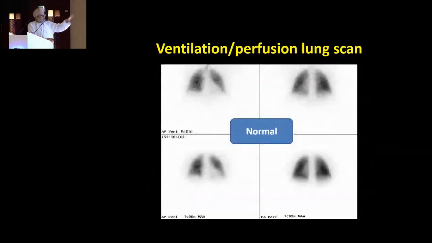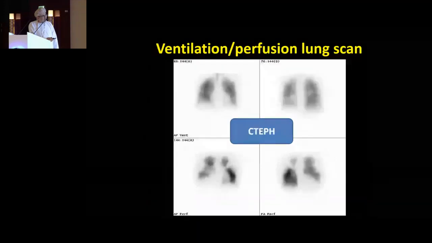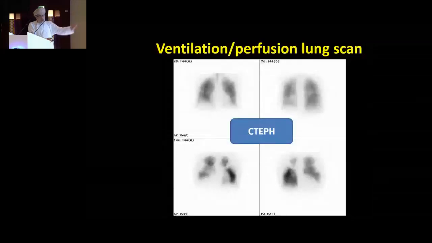If you look at a normal VQ scan, even you and I may have some difficulty knowing which one is perfusion and which one is ventilation, and that is the classic abnormal VQ scan. In a patient with chronic thromboembolic pulmonary hypertension, you can see that ventilation is normal. You recognize the ventilation because you can see tracing in the airways, whereas this is perfusion, and you can see unmatched defects in chronic disease.